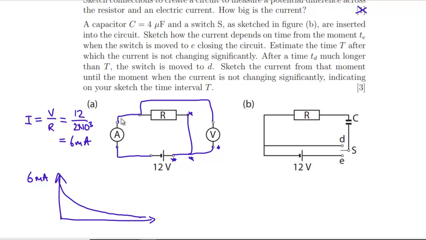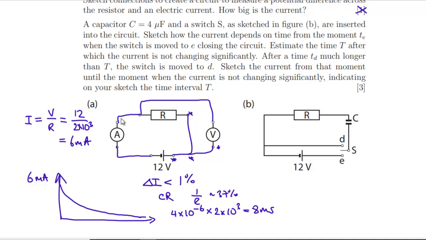They've asked us to estimate the time T after which the current is not changing significantly. So should we say that it's not changing significantly when it's less than 1%? This is open to interpretation, what significant is. So we've got the time constant. Remember, the capacitance multiplied by the resistance is the time it takes to drop off by 1 over e, so down to around about 37%. Our time constant is 4 times 10 to the minus 6, that's our capacitance, multiplied by 2 times 10 to the 3. So we've got a time constant of 8 milliseconds.